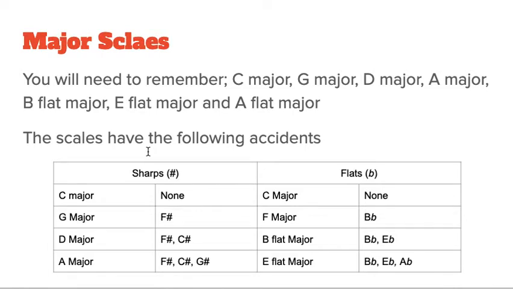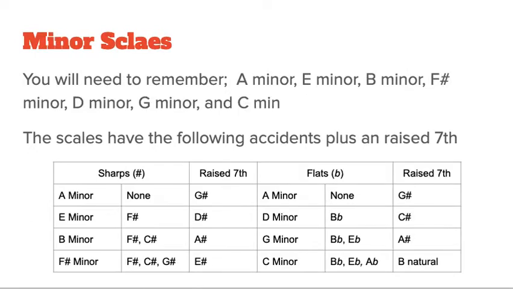At level 1, you're expected to know the following key signatures in a major key. So C major, G major, D major, A major, F major, B flat major, and E flat major. All right. And in level 1, you're expected to know the following minors, which are A minor, E minor, B minor, F sharp minor, D minor, G minor, and C minor.